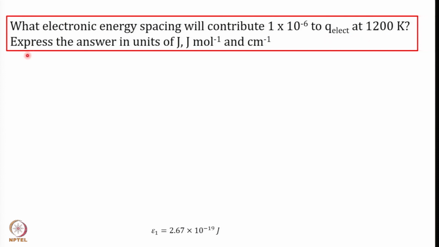And then they are asking to express the answer in units of joules, joules per mole and centimeter inverse. Try to understand the problem. It says what electronic spacing will contribute this much to Q electronic at 1200 Kelvin. First of all, recognize that the temperature given to us is 1200 Kelvin.